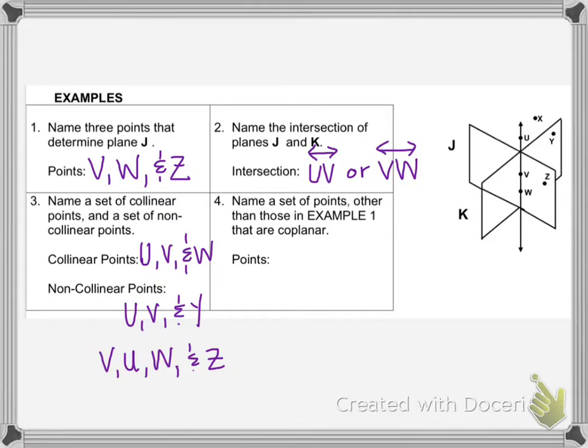And then number 4, name a set of points other than those in example 1 that are coplanar. So remember, any 3 non-collinear points are always going to be in a plane, that was one of your postulates. So any 3 points that you would connect that would look like a triangle would be considered coplanar. So maybe U, V, and Z. That's an example of 3 non-collinear points, or a set of points.